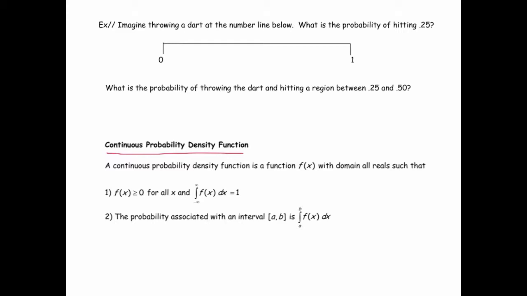So if you imagine throwing a dart at this number line, and you imagine that really there's only a horizontal dimension to this, so you're not going to hit below or above, you're going to hit somewhere on this number line, exactly. And you're going to hit in between 0 and 1 somewhere. If you ask what the probability of hitting 0.25 is, so 0.25, if you imagine that number being right about here, what's the probability you're going to hit that exactly?